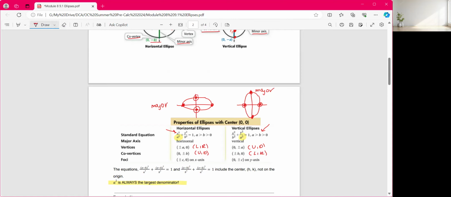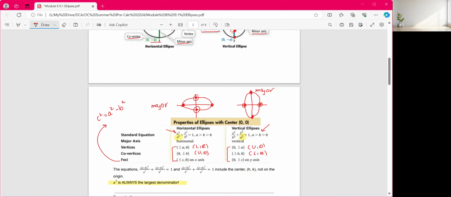And then your foci are always on your major axis, which is on the same axis as the vertices. Also really important to talk about is how you find your foci: you do c squared equals a squared minus b squared, which is derived from the Pythagorean theorem, okay?